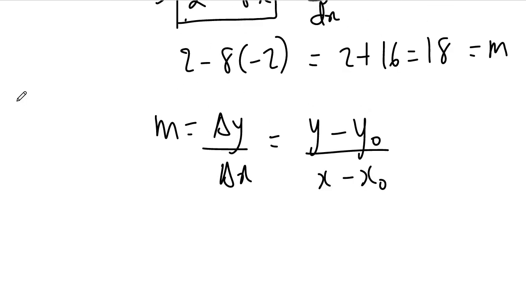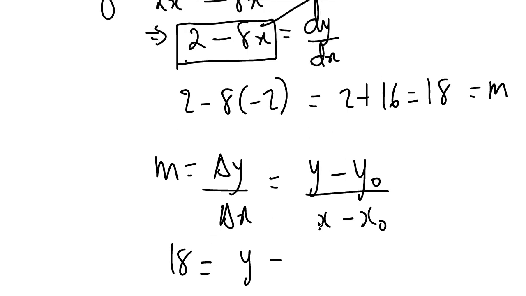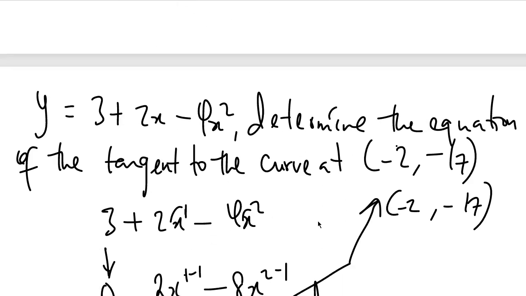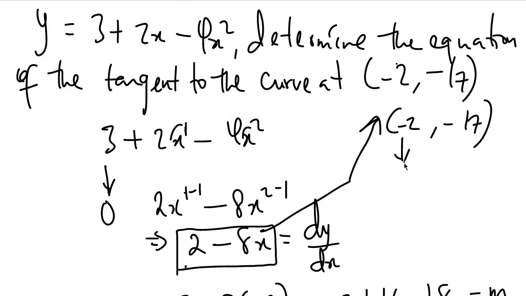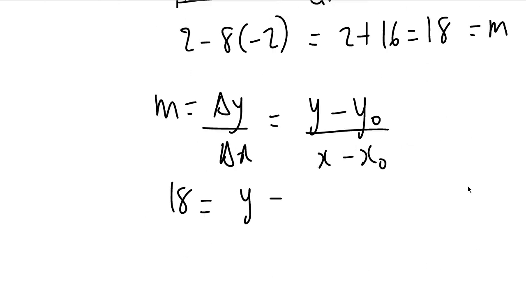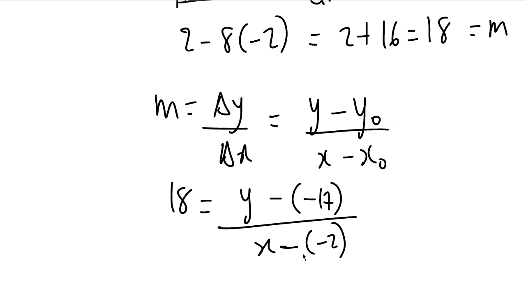So in this case, m is 18. So 18 is equal to y minus, what is y0 in this question? y0 is minus 17. Remember, this is the xy coordinates. So this is x0, and this is y0. So that will be y minus negative 17, be very careful with your signs, over x minus negative 2. That's x minus x0, which is negative 2.